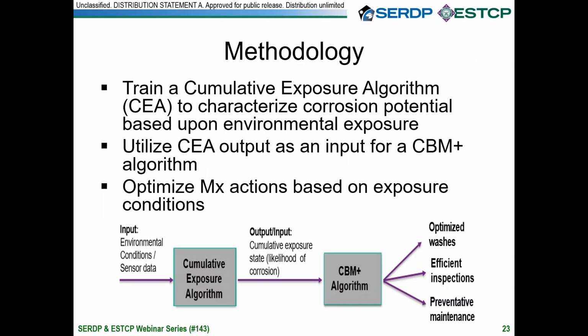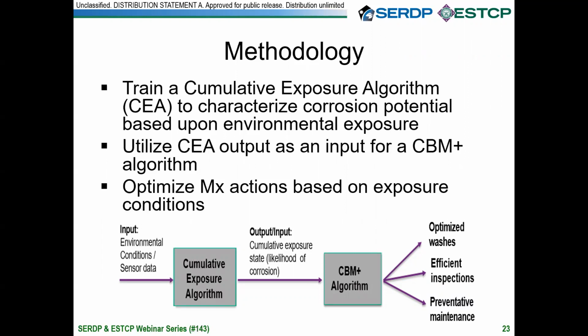But the first part there, train the cumulative exposure algorithm, the CEA, to characterize corrosion potential based on environmental exposure. So there will be a little bit more on that later, but basically, how corrosive is the environment that the aircraft is exposed to, or the piece of ground equipment?